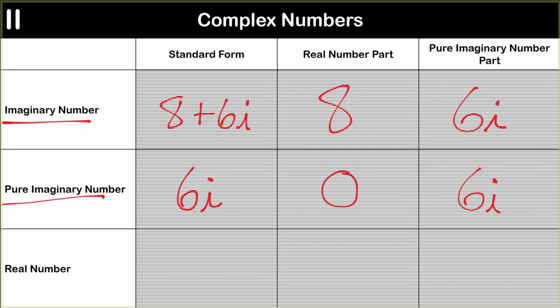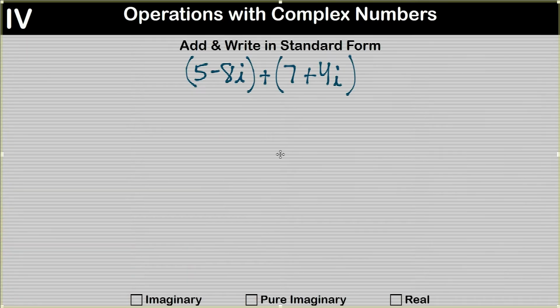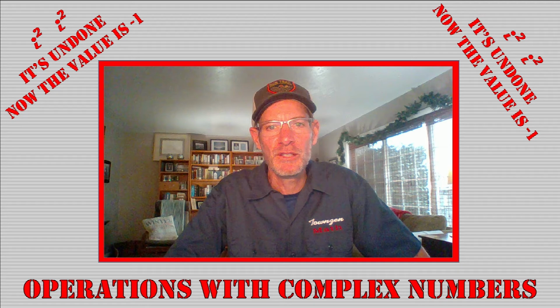And finally, if we have a real number part of 8 and an imaginary number part of 0, that would be written this way. And since this number does not have a pure imaginary number part to it, it is just called a real number. On this problem, we're going to add two imaginary numbers. Don't forget to write these 4 examples on part number 4 of your notes.